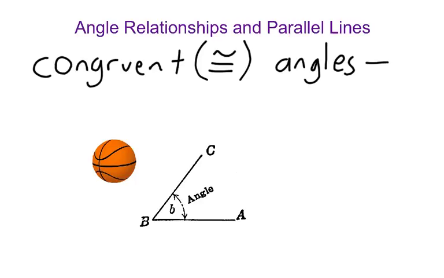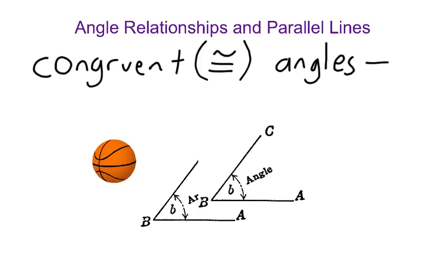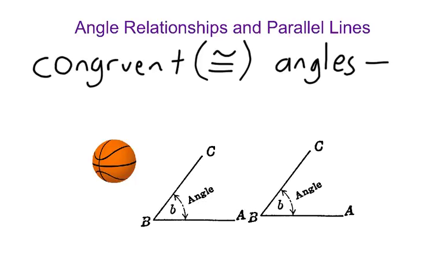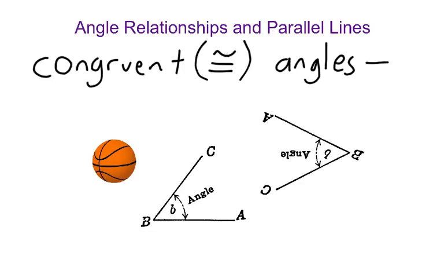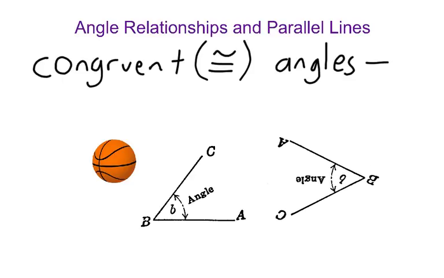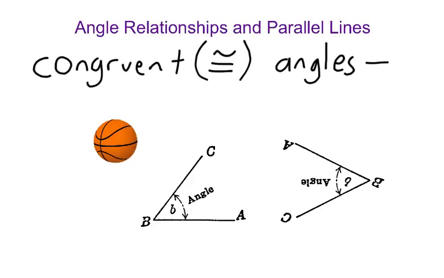So if we have one angle that's exactly like another angle, the exact same measure, even if we rotate that angle, if it still has the same measure, it's going to be congruent. So they don't have to face the same way or look exactly the same. They just have to have the same measure. Just like with this basketball, we could turn it around, but it's still going to be the same as the other basketball.